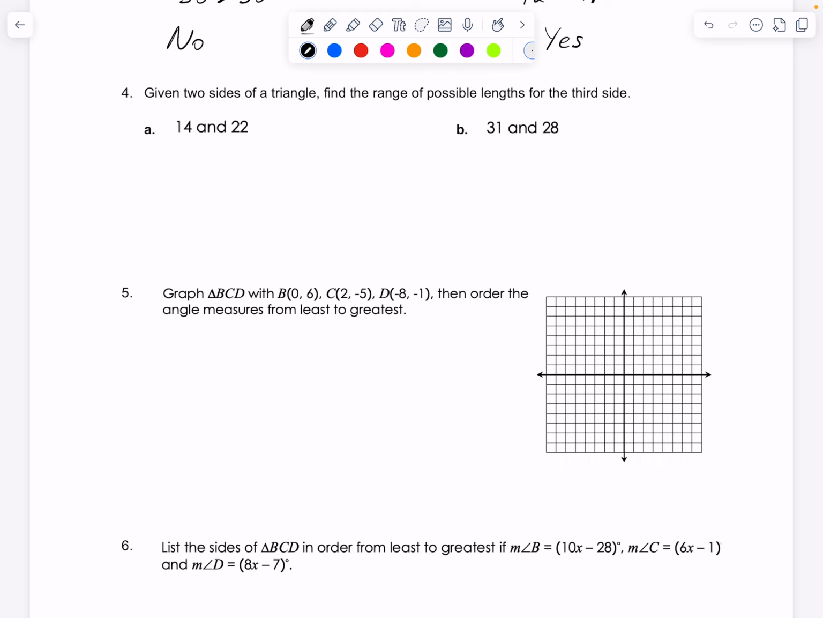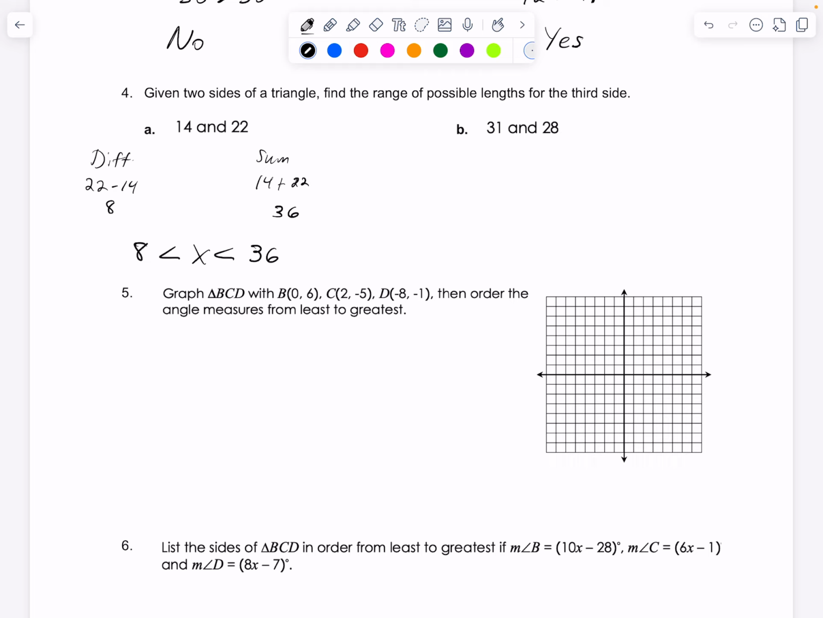So first thing I do is I'm going to do the sum and the difference here of these two. So we have 14 plus 22, which is 36, and we have 22 minus 14, which is 8. So essentially what we're saying is, depending on what kind of triangle we're trying to make, the largest side would have to be less than 36, right? Because if it was more than 36 for that third side, if it was the largest one, it would be more than the sum of the 14 and 22. So it has to be less than 36, but it could also be greater than 8.